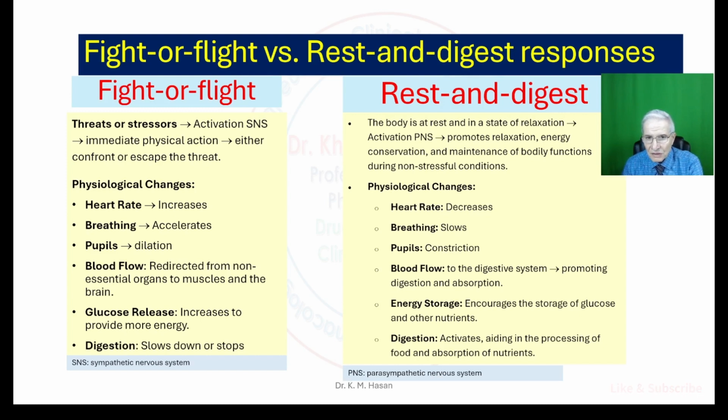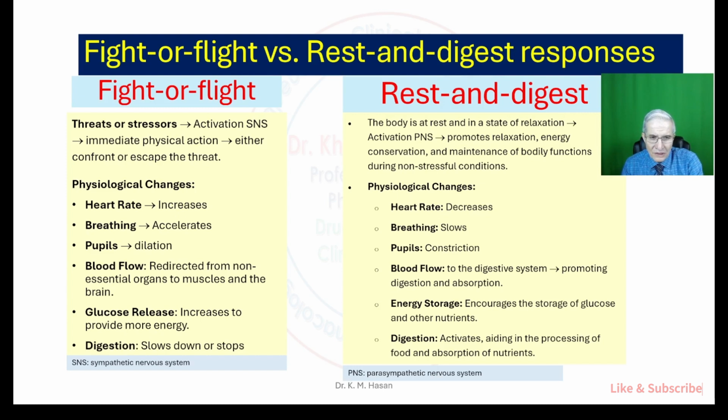The parasympathetic system, PNS, will be activated, and you can see here during rest and digest, during sleeping, for example, during eating, sitting at home, relaxing, the heart rate will decrease, breathing will be slow, and the iris will be constricted, so you have smaller pupils. Blood flow to the digestive system will be more because we are digesting and eating food.